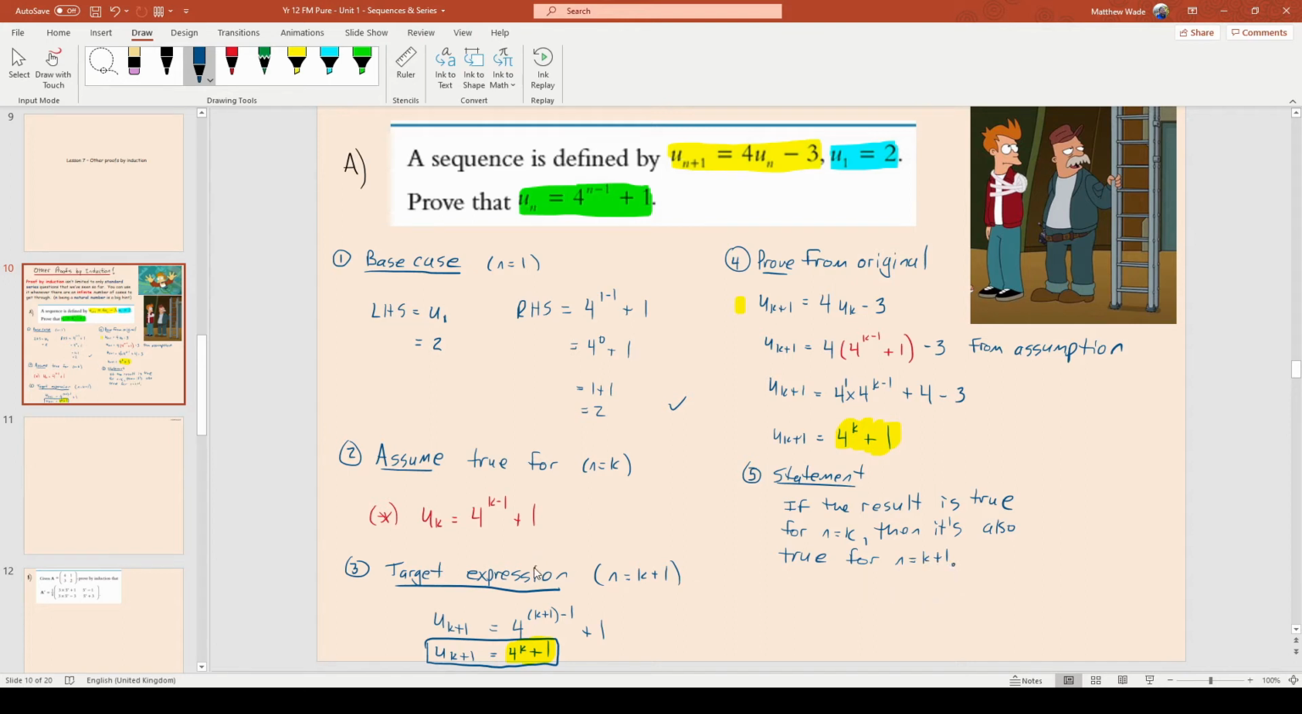So just to really make sure you got your head around it, if this is true, then this is true as well. If the assumption is true, then the next one is true above it. Then the next one above it as well is also true. So if it's true for that, it's also true for that.